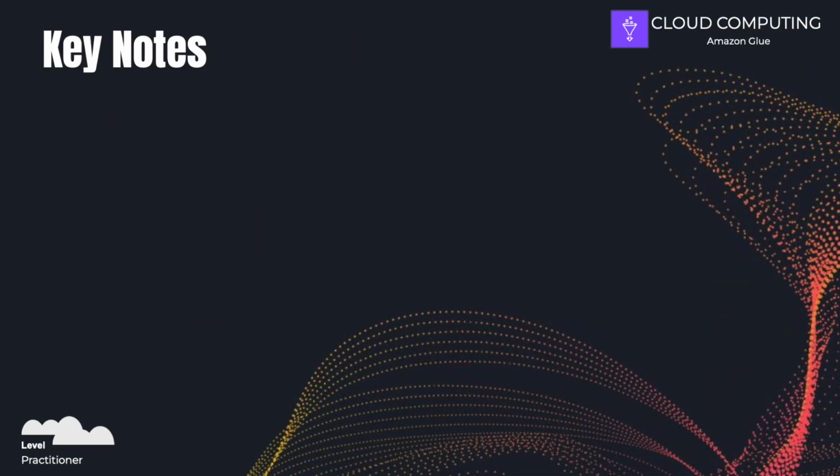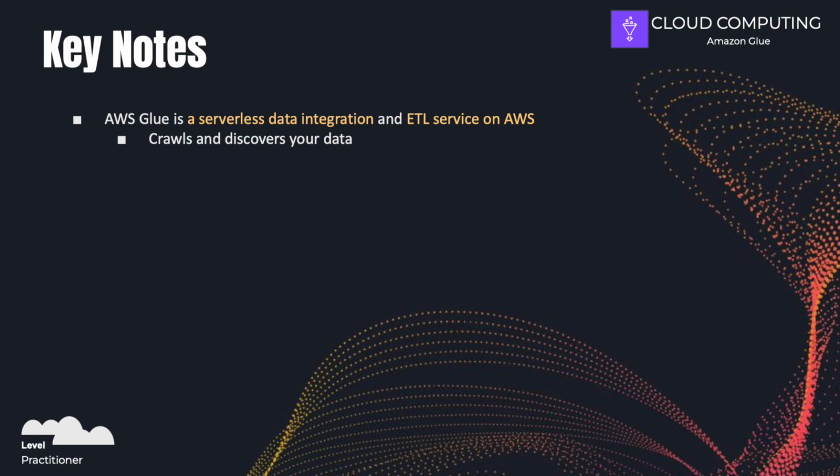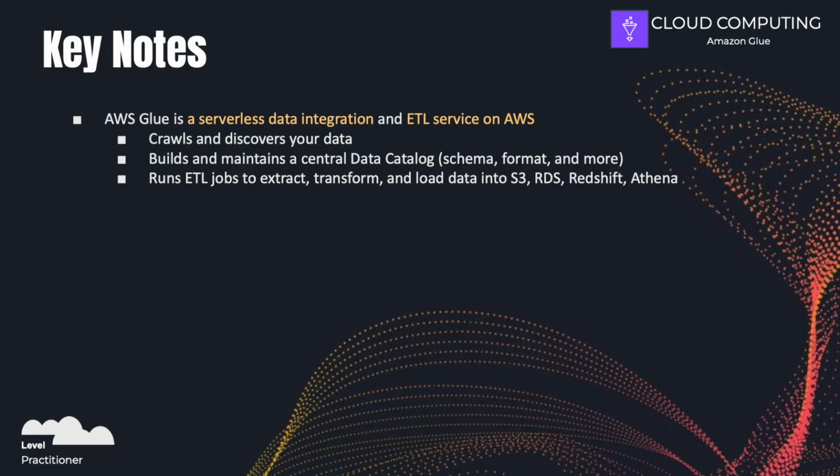Okay, let's wrap up this video by summarizing the key takeaways that you should remember about AWS Glue. First of all, remember that AWS Glue is a serverless data integration and ETL service that crawls and discovers your data, builds and maintains a centralized data catalog containing metadata like schema and format, runs ETL jobs to extract data from multiple sources, transform it, and load it into targets like S3, RDS, Redshift, or Athena. All these processes make the data ready for better analytics and machine learning processes.